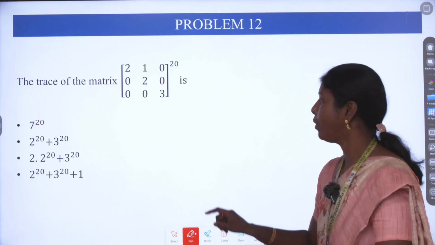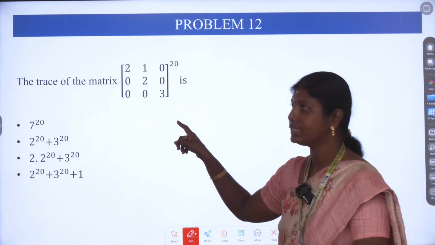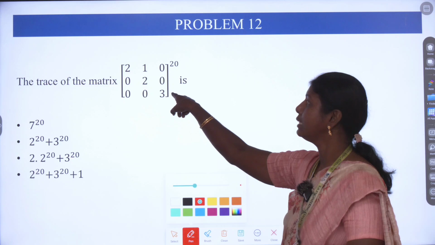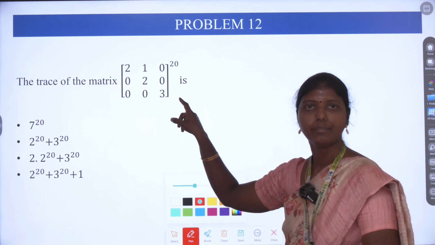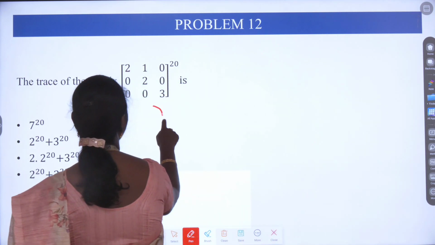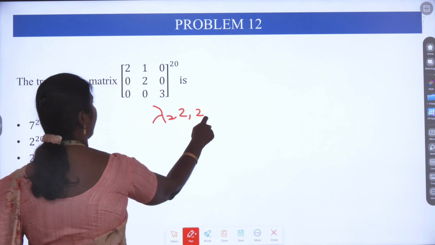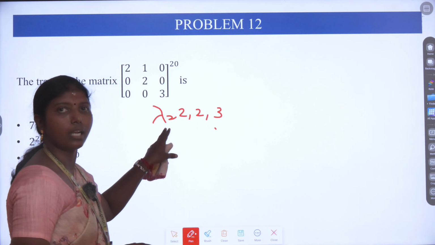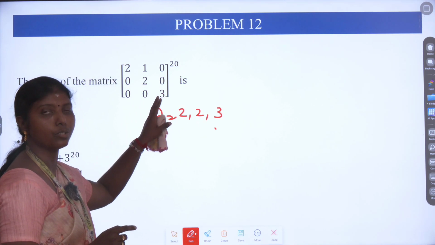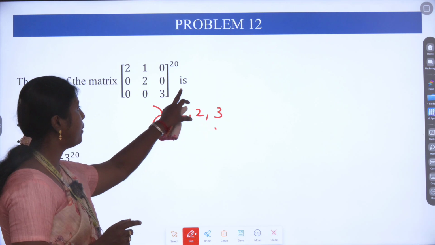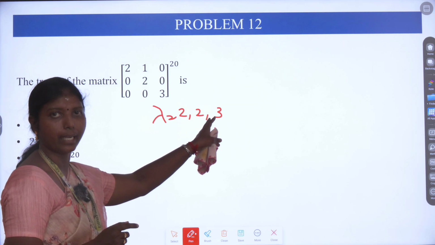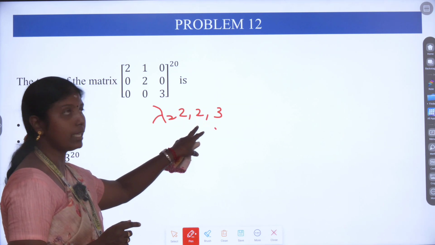we need to analyze what type of matrix is given. So this is an upper triangular matrix. The main diagonal elements are your eigenvalues, that is lambda equal to 2, 2, 3 are your eigenvalues. Now the power 20 is given. So 2 power 20, 2 power 20 and 3 power 20. So we have the solution.